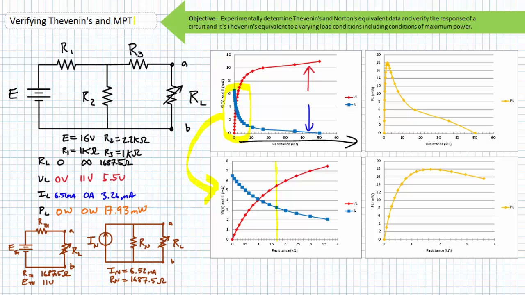The graphs on the right form the product of the observed voltage and current values at various resistance values. Notice the power curve peaks out in the region of 1,687.5 ohms as expected. Again, if we zoom in on an area close to maximum power conditions, we can see the behavior of the peak. In conditions of maximum power, power peaks out as expected.